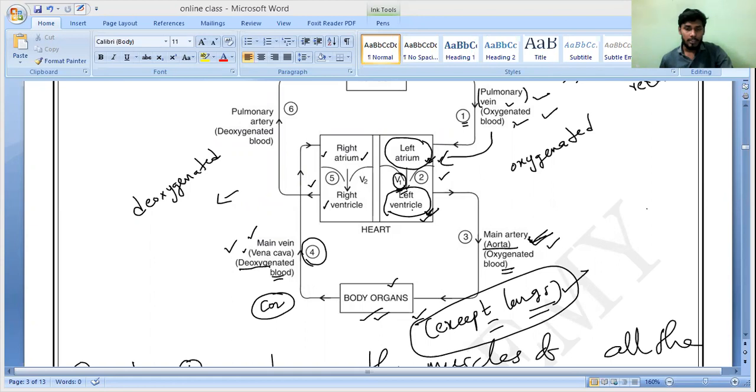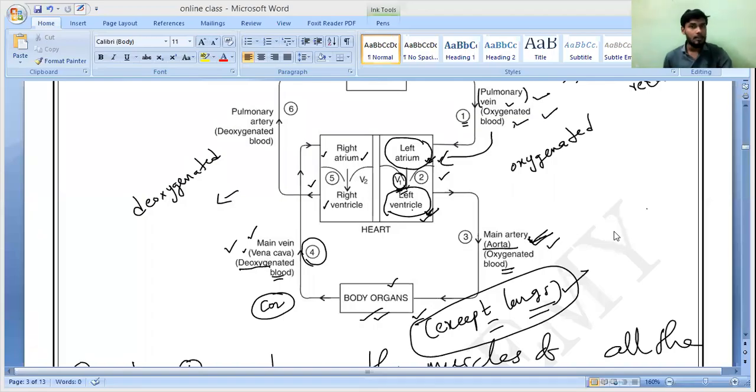What did I say? Where will it pump to? So, vena cava, the deoxygenated blood. The main vein carries the deoxygenated blood to the right atrium of the heart.